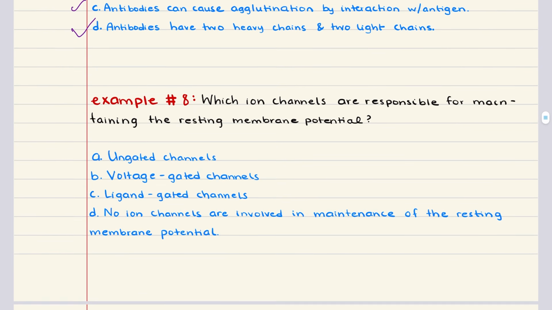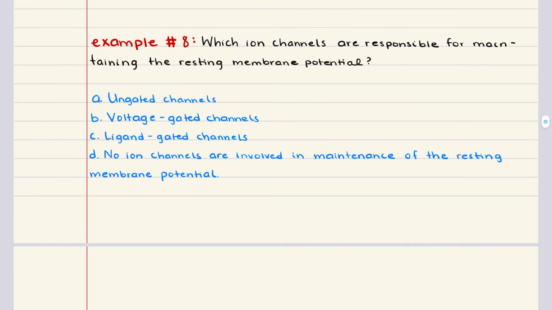Let's move on to problem 8. Problem 8 says, which ion channels are responsible for maintaining the resting membrane potential? The resting membrane potential is the baseline electrical charge across a cell's membrane, and it's usually around -70 millivolts in neurons. This potential is mostly established by the constant movement of potassium ions out of the cell. So which channel is responsible? The answer is ungated channels.